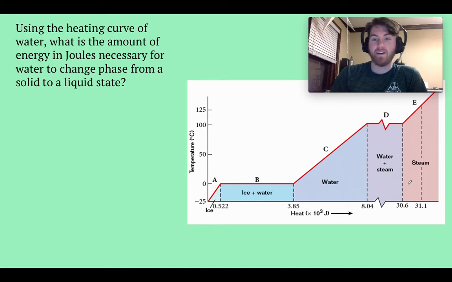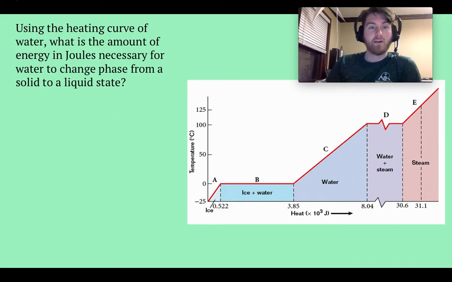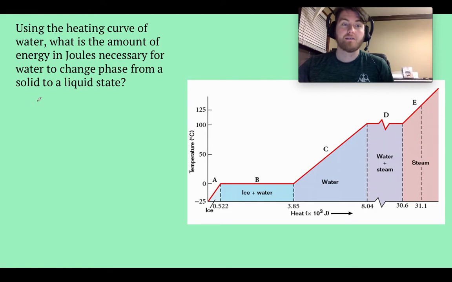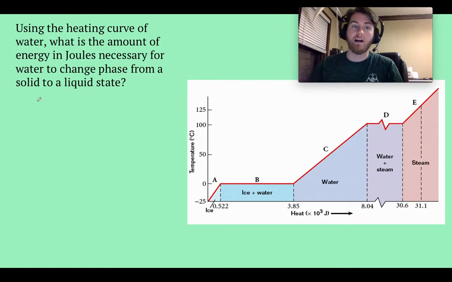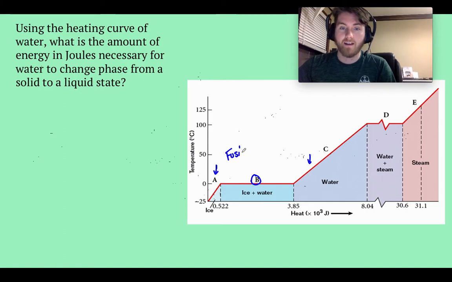So finally, let's do our final problem. Using the heating curve of water, the one that I showed you just then, what is the amount of energy in joules necessary for water to change phase from a solid to a liquid state? So here's my first part. If I'm trying to figure out the amount of energy in joules from a solid to a liquid, solid to liquid is going to be all throughout this section. Specifically, I'm talking about B. This by itself is the heat of fusion. This question is asking you to calculate the heat of fusion for water.